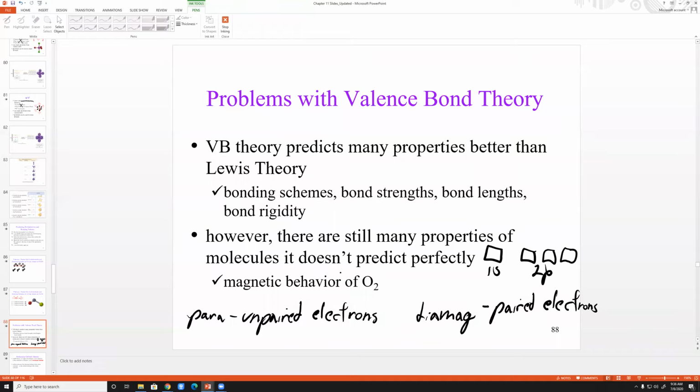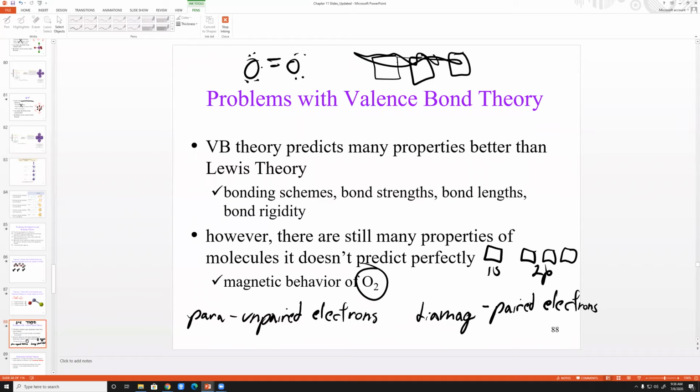So for example, O2. Oxygen has 6 valence electrons, and you have O2, so you're going to have 6 more. So how would it even be represented? Let's see. So we'll just do O. So O2 is like that.